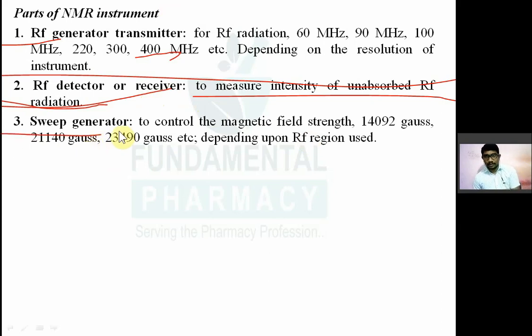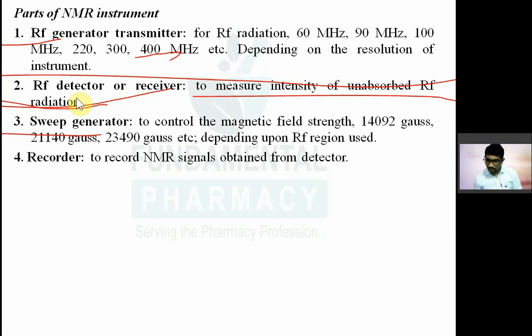आपने दो मैग्नेट लगा दिया तो उसमें का कितना मैग्नेटिक स्ट्रेंथ का फील्ड आ रहा है आपको मालूम ही नहीं. आपको चाहिए अलग कर दो, आ रहा है दूसरा. So you can control the magnetic field. Okay, for that you need a sweep generator to control the magnetic field of certain strength like 14092, 14092 gauss, 21142 gauss. ये strength है field magnetic field का. So depending upon the radio frequency region used, you can use sweep generator.